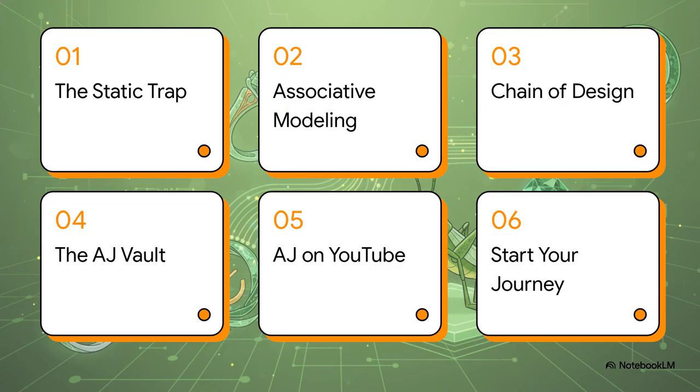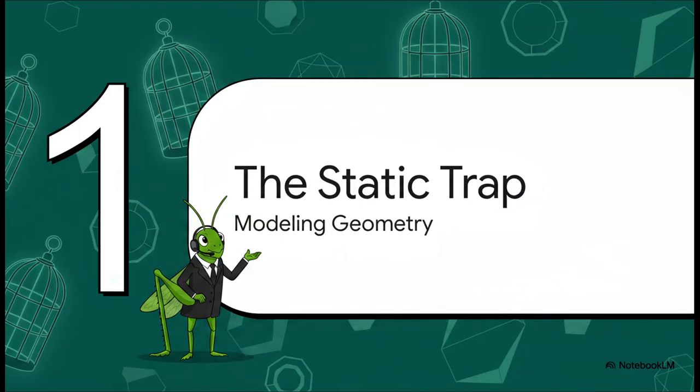So here's our roadmap for today's explainer. We'll start with the static trap, move into associative modeling, look at the chain of design, open up the AJ Vault, spend some serious time exploring AJ on YouTube, and finally show you how to start your journey. All right, let's kick things off with Section 1, the static modeling trap.